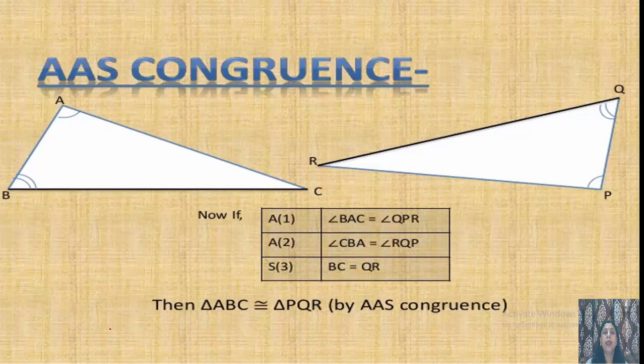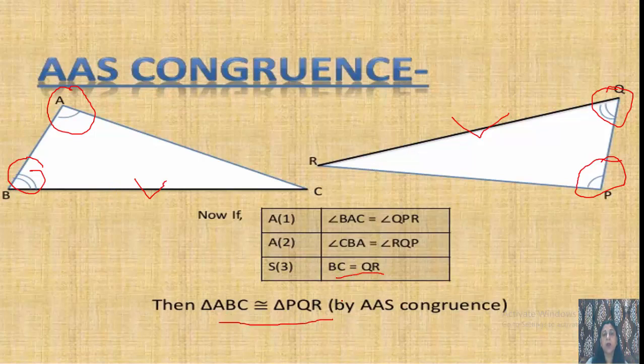Now coming to AAS congruency rule. Okay, AAS means angle angle side. So you can see angle A is equal to angle P. ये 1 का मतलब यही है कि ये P और A equal है. This B and Q are showing कि angle B is equal to angle Q. और ये जो side है BC, this side is equal to QR. So angle angle side congruency says this triangle ABC is congruent to triangle PQR.